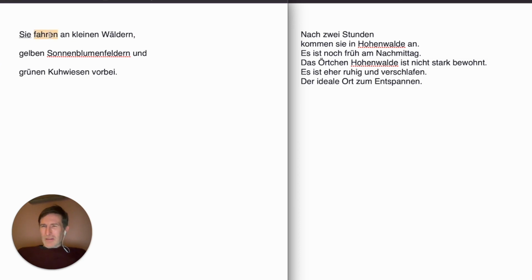So fahren, to fare, to drive. So they drive. Sometimes, if they drive, okay, so what do they drive? It's a bit weird to say. And Wald, you remember Walden, so something with forest, and Klein, small forests. Yeah. The N always or often gives away. The N at the end of a capitalized word gives away that it might be plural. So they drive small forests, gelb.